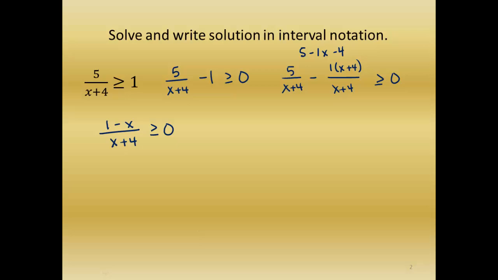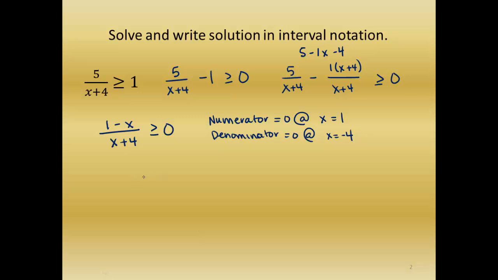The first thing we're going to look at is, where is the numerator equal to 0 and what causes the denominator to be undefined. So where are we going to be undefined? And then where is the numerator equal to 0? So as far as the numerator goes, the numerator is equal to 0 at x equals 1. And our denominator is equal to 0, which causes this rational expression to be undefined, at x equals negative 4. These are going to create the intervals in which we're going to test.